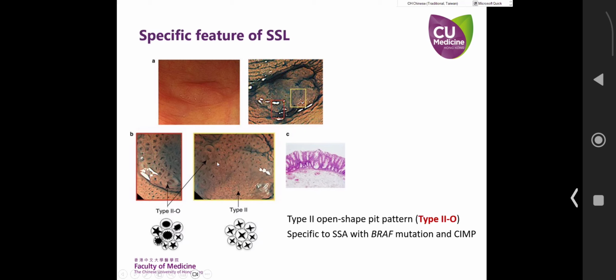So if you see a JNET1 lesion with this type 2O pattern, you probably should still resect it, despite it being small or looking like JNET1. If you suspect this is SSL, especially if it is in the right colon, then you should go for endoscopic resection.